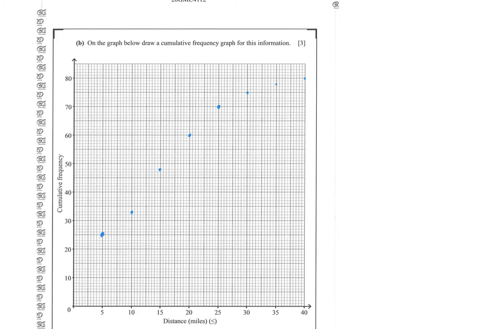Okay, so there's the rest of my points done. Just to show you where these points were, the first one was 5 horizontally, and then 25. This was 10, and then 33. And then it was 15 and 48. Next one then is 20 and 60, 25 and 70, 30 and 75, 35 and 78, and the last one was 40 and 80. Okay, the next thing we need to do is draw our cumulative frequency curve.